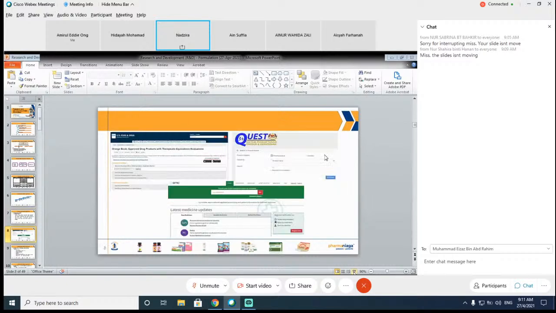So this is an example of the website. This is the US FDA, the Orange Book. This one, the Quest 3 MPRA website. And this one is the EMC, Electronic Medicine Compendium, that I said before.